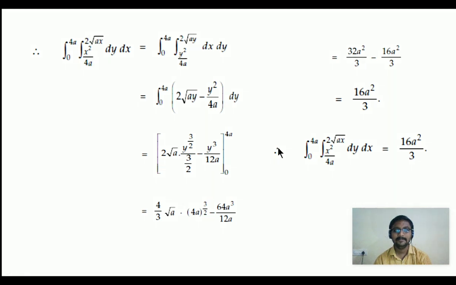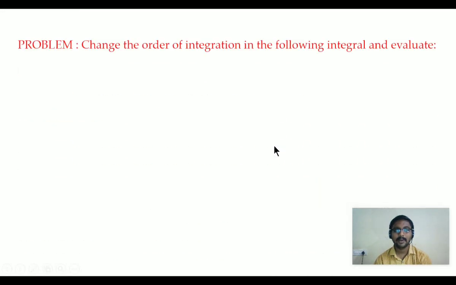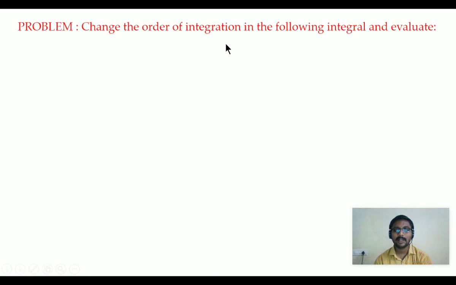Another problem: change the order of integration in the following integral and evaluate. The problem is integral 0 to 1, integral x square to 2 minus x, xy dy dx. Here the double integral problem can be evaluated by the use of change of order of integration. Here the limits of y are x square to 2 minus x. These are the y limits, and 0 to 1 are x limits.